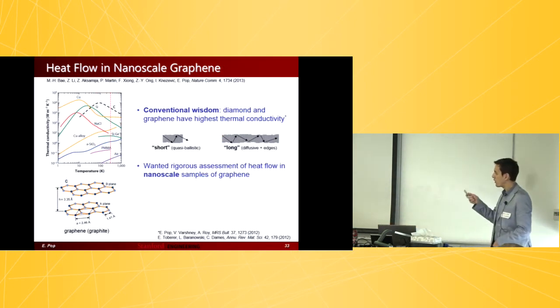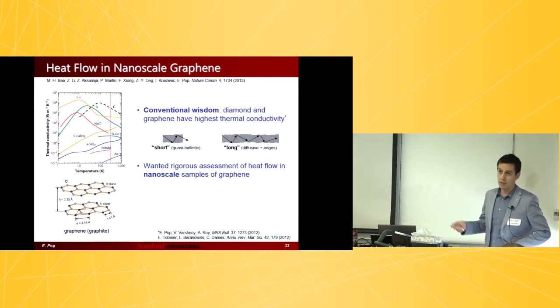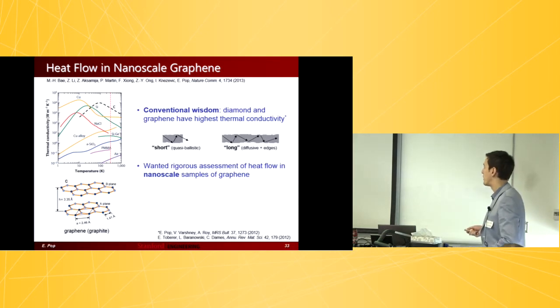And so we looked for these kinds of effects in graphene. Because the conventional wisdom would be that, of course, diamond and graphene are going to have the best ballistic effects, thermoballistic effects at room temperature, because they're the most thermally conductive. They have the largest phonon mean free paths and so on, right?